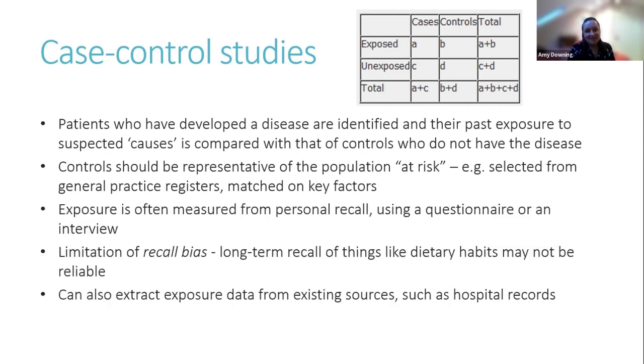Exposure in these cases is often measured from personal recall, might be using a questionnaire or an interview. And so an obvious limitation is recall bias. You might be asking people to remember things that happened more than 10 years ago. And if it's something like dietary habits, you can see why that might not be very reliable. So what researchers would do, if possible, is try and extract this exposure data from existing, more reliable sources. You might be able to look at hospital records or GP records or some other source of data.